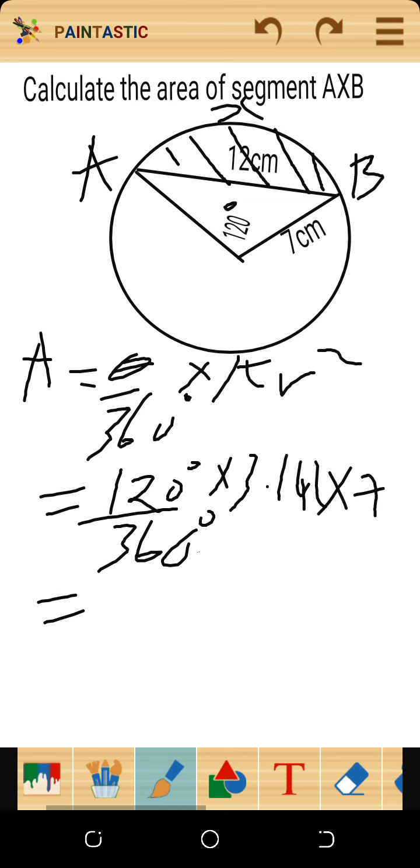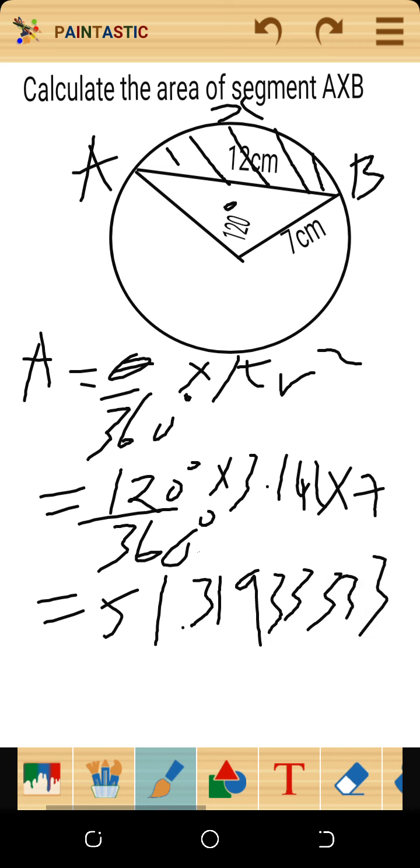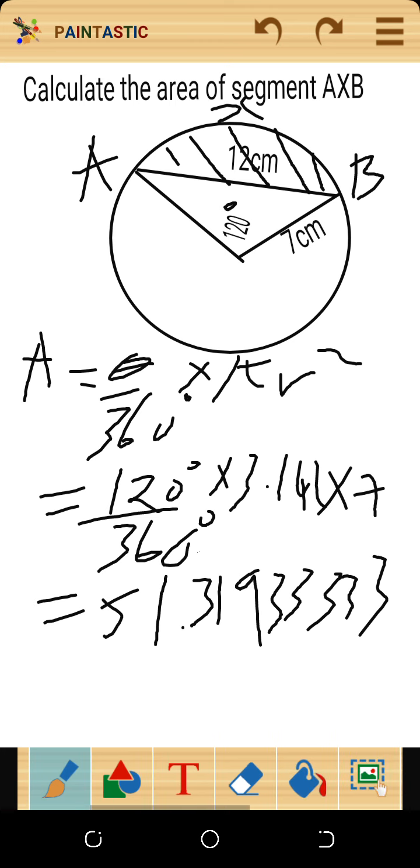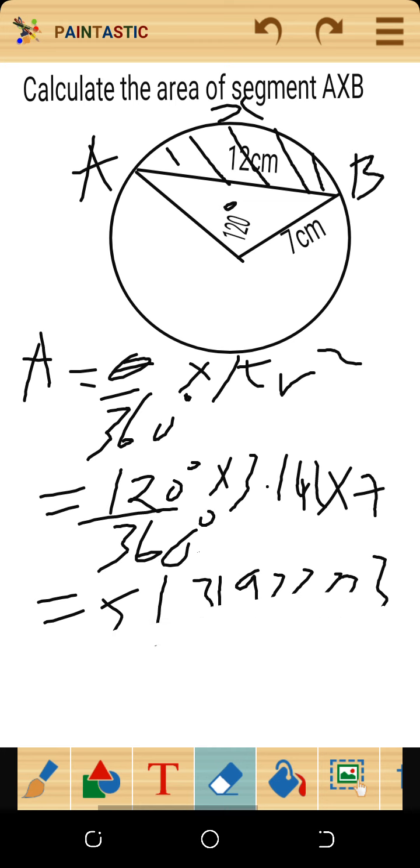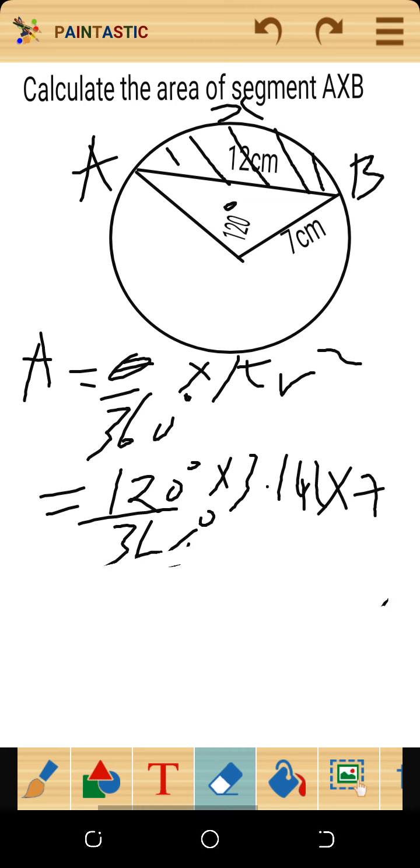So this will be equal to 51.319, this will be equal to 51.3193333. So this will be the area of the sector. The next thing, I need to calculate the area of the triangle.